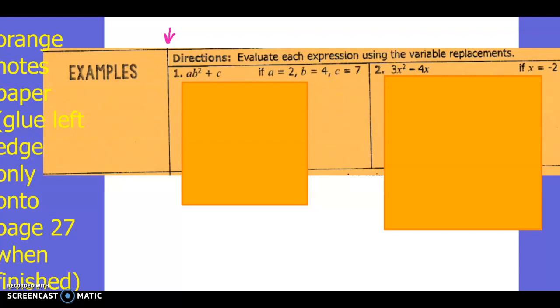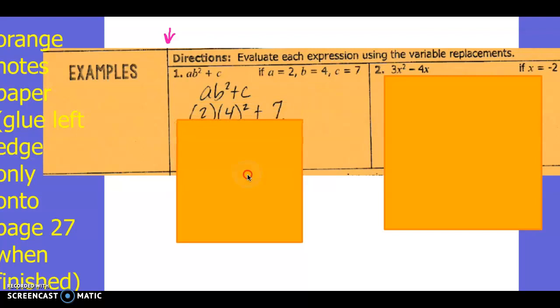We're going to stick each of them in parentheses, and then we're going to follow our order of operations. So those are our 3 steps. The very first thing I'm going to do is take out A and put in 2, B and put in 4, and C and put in 7. And so this is what it looks like if you do that and you put everything in parentheses.